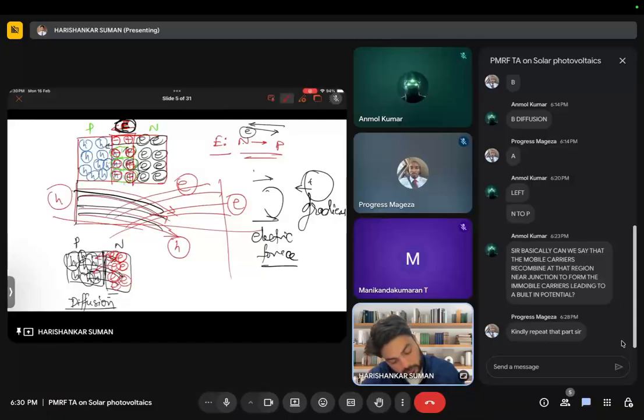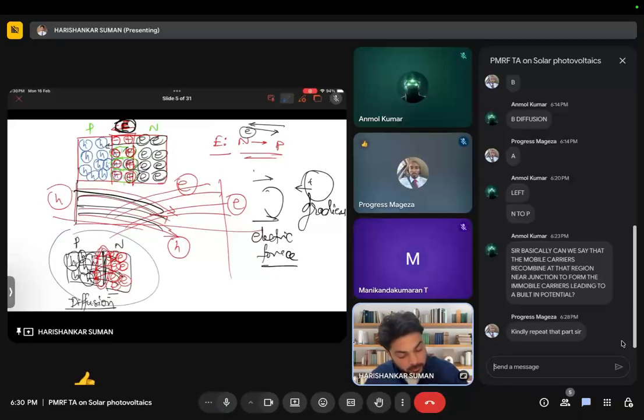Now similarly, electrons also want to go to the p side. At the junction they can recombine; electrons and holes are opposite in charge, so they can recombine. And these charges develop on the n side and the p side. Is it clear up to that point?